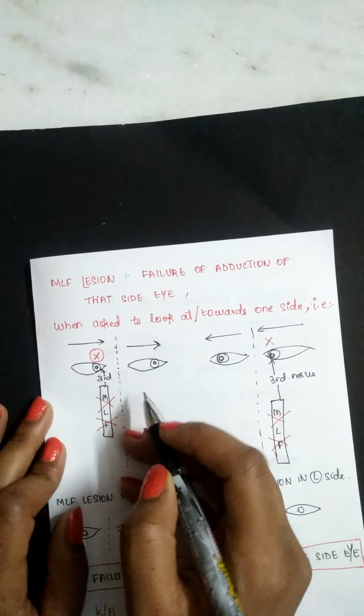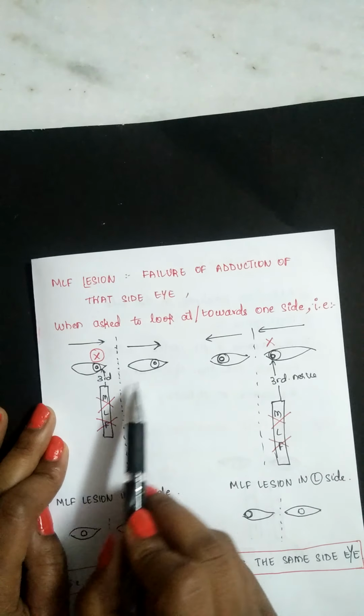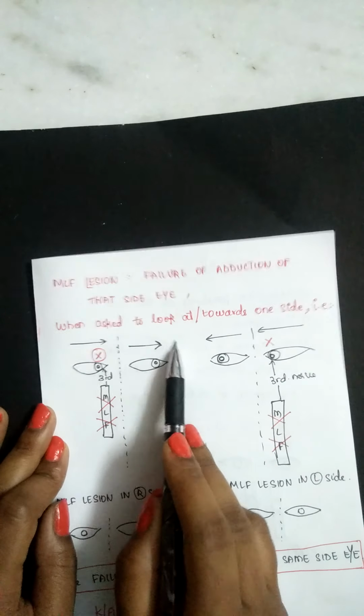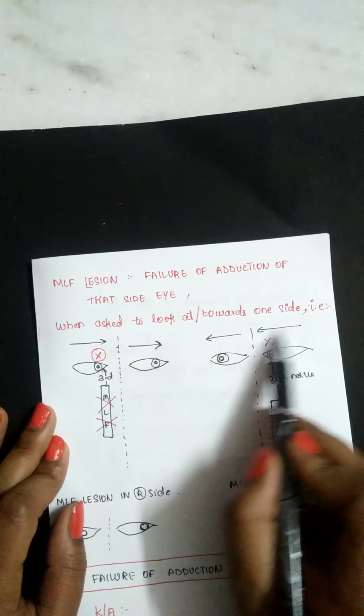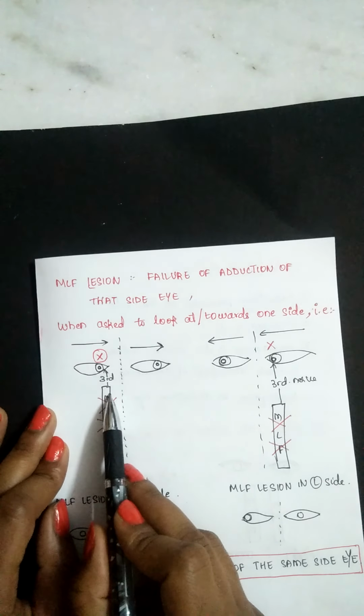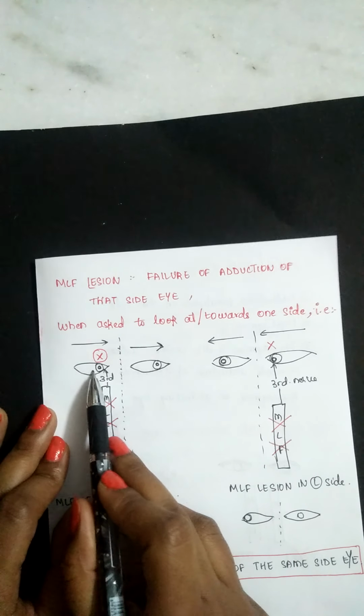So to make you understand better, I have tried to draw the diagram. In this diagram, the patient is trying to look towards this side. And in this diagram, the patient is trying to look towards this side. What will happen if an MLF lesion occurs in this part of the eye? The same side of the eye cannot adduct.